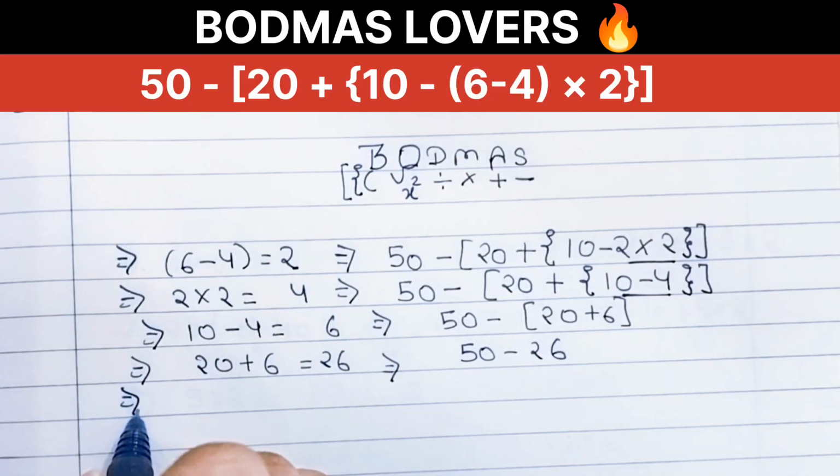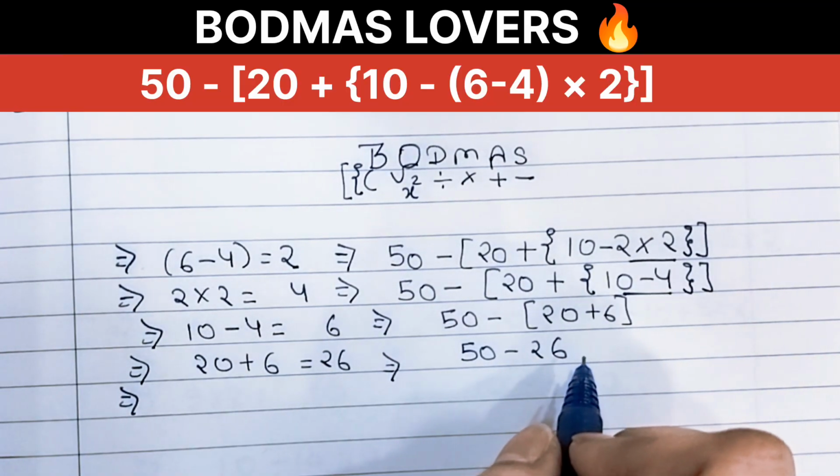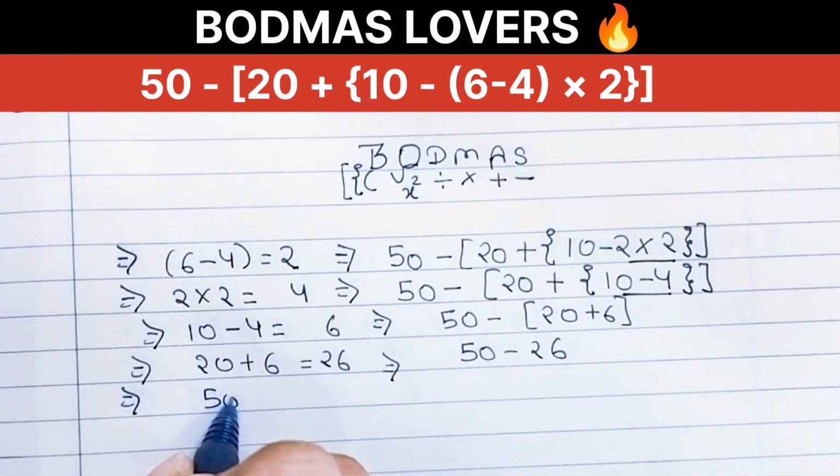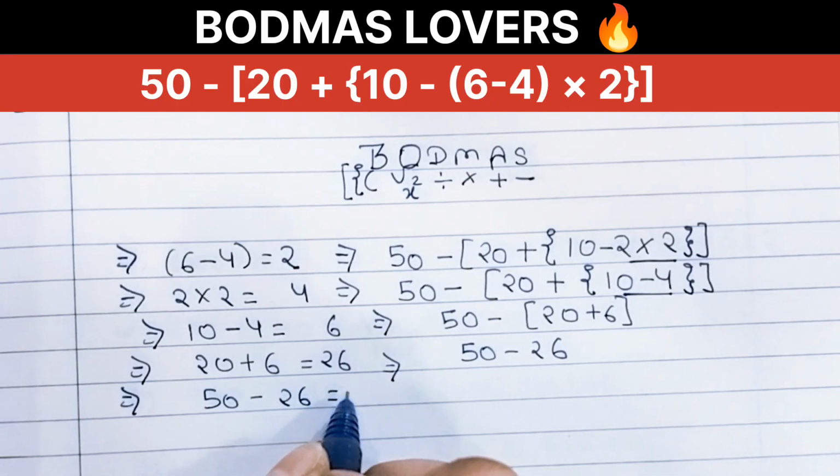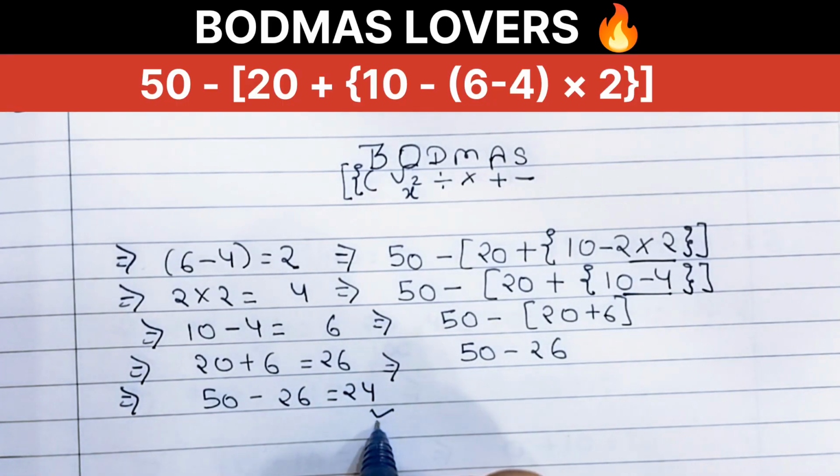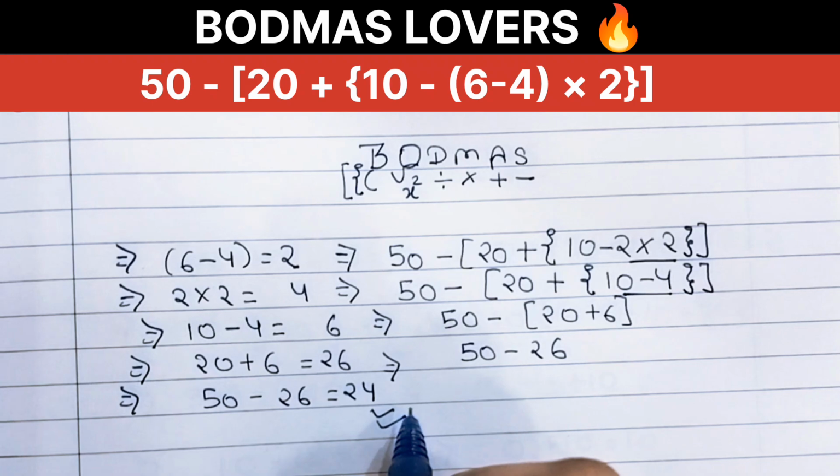Now the last and final step is finally subtraction. Now 50 minus 26 will get 24. And according to this step, this is the last remaining operation. And 24 is the final result.